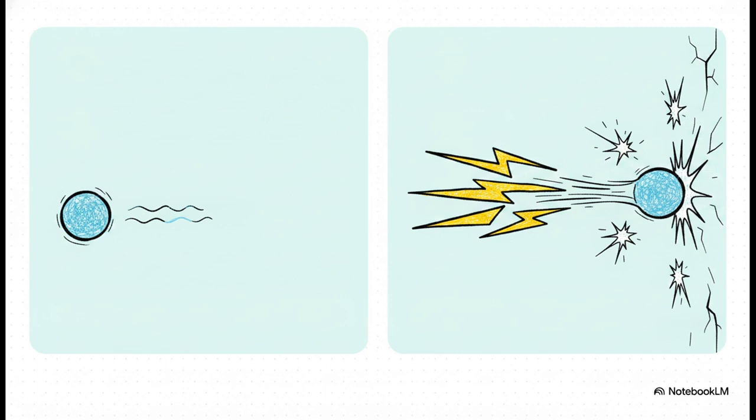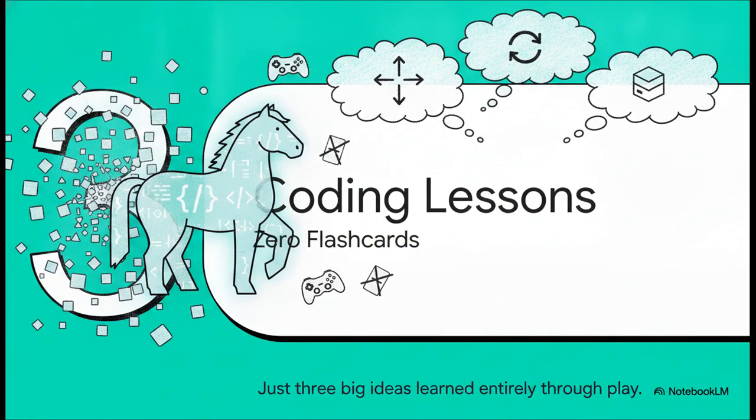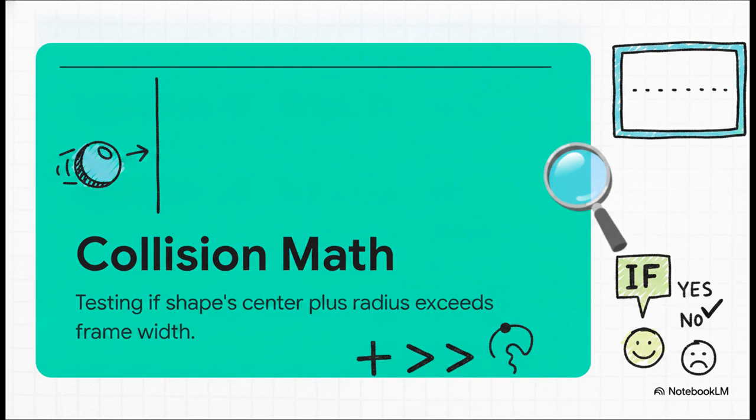It's wild. And that brings us to Section 3, the hidden coding lessons. So here is the real secret of this whole explainer. This chaotic playground actually acted as a Trojan horse. Without seeing a single dry textbook, you just learned the mathematical foundation that powers every game collision system ever built.